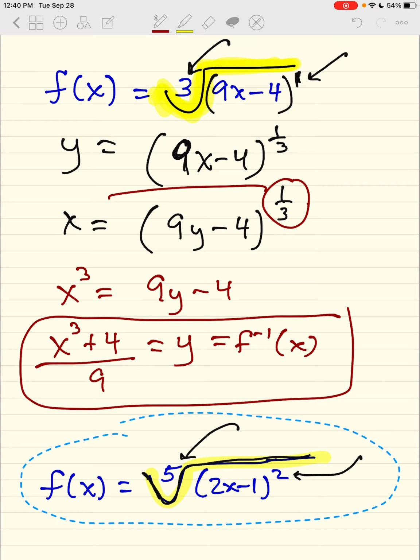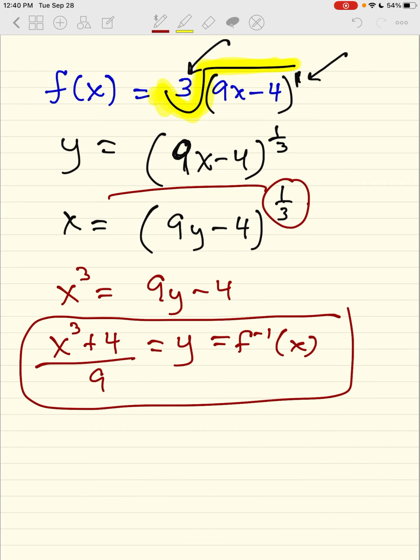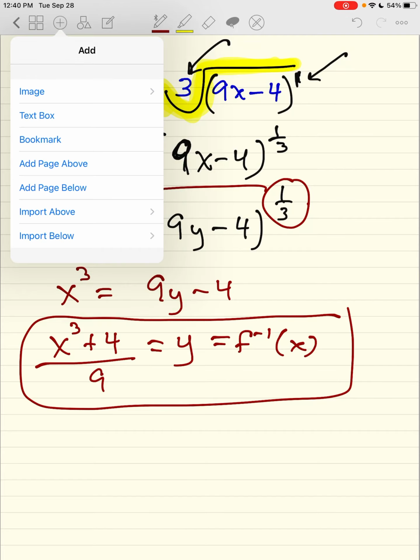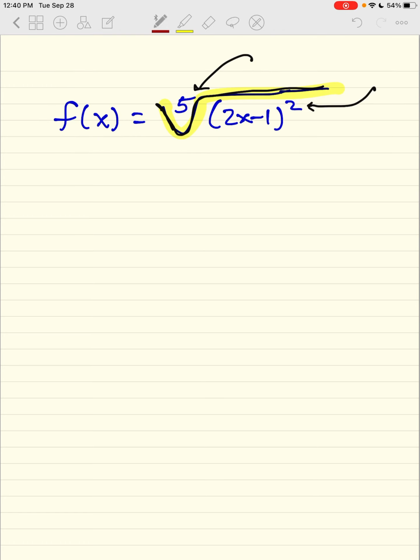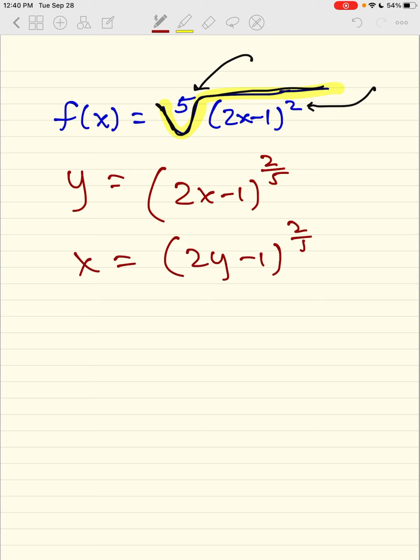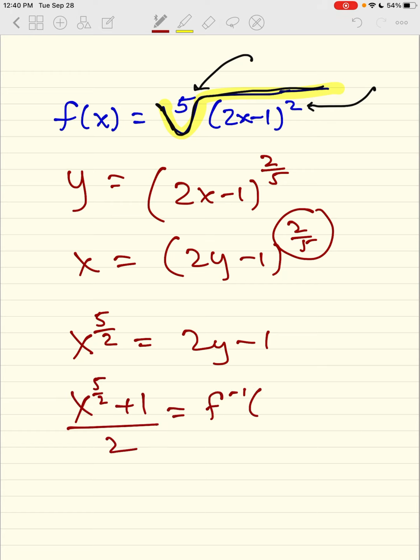Once again, all of this is how do we solve for the inverse. So add a page below. In this problem here, we're going to do the same thing. We are going to do (2x minus 1) to the 2/5. The denominators are the numbers on the outside. We're going to go x equals (2y minus 1) to the 2/5. We're going to flip this to the other side, so we're going to have 5/2. We're going to add 1 and then divide by 2, and that's equal to the inverse. So this here is the inverse of this here.